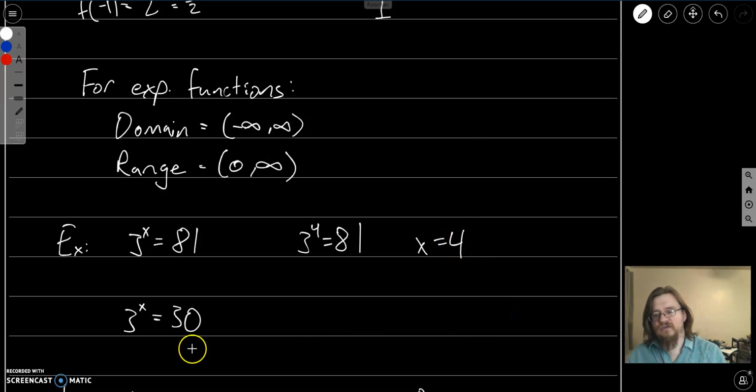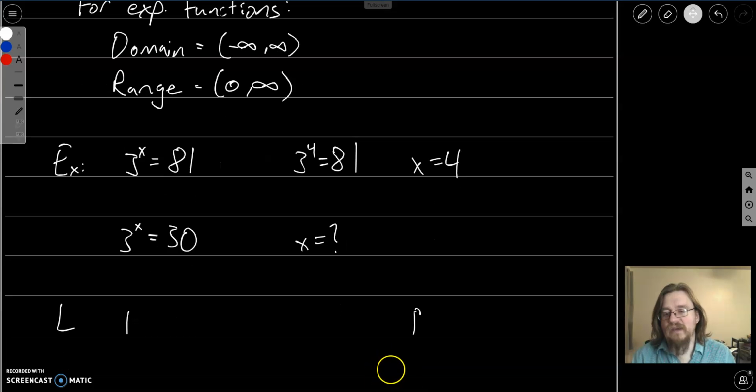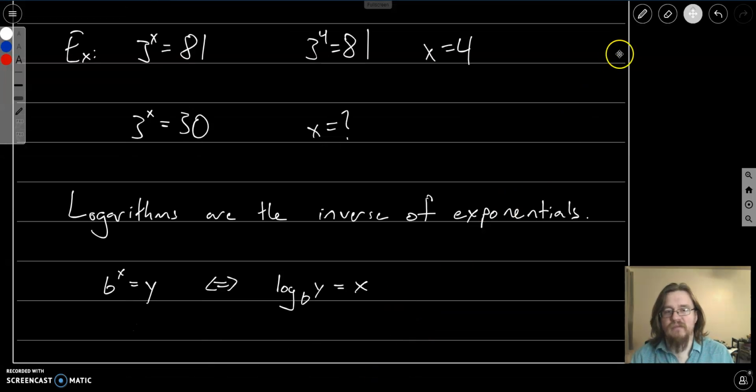Cool. So then we can look at this question, and we've got 3 to the x power is equal to 30. Well, okay, so 3 to the first power is 3, to the second power is 9, to the third power is 27. That's pretty close. To the fourth power, we're already at 81. So it's somewhere between 3 and 4. And we don't actually have enough tools to be able to solve this right now. It's going to be between 3 and 4, probably closer to 3, since 30 is closer to 27 than it is to 81. But what we need is another tool in our back pocket.